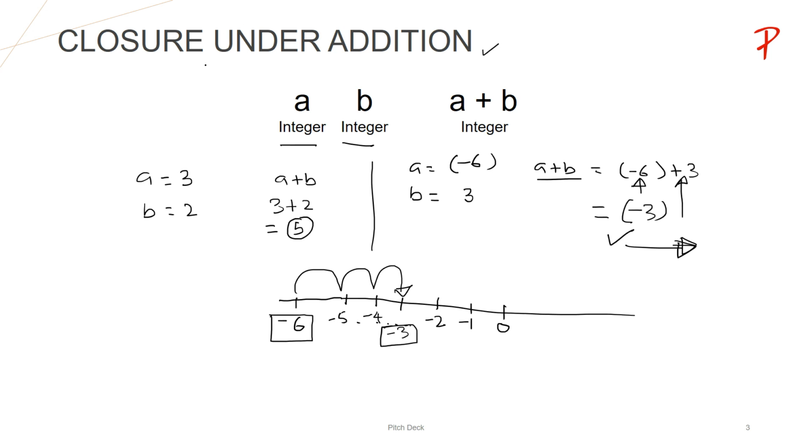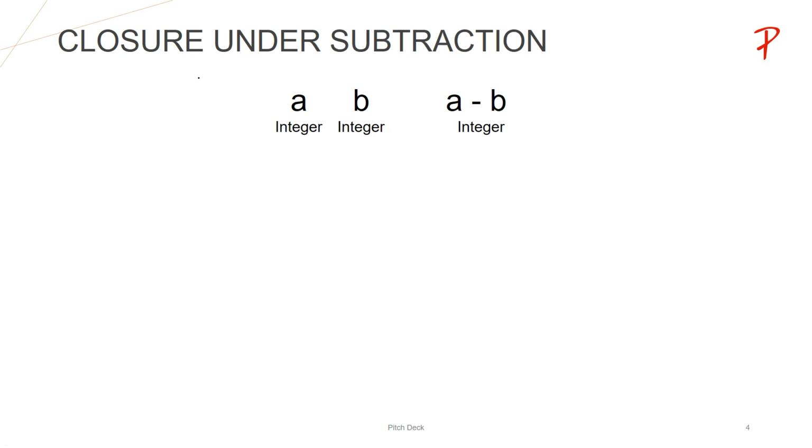So this is what we discussed. Closure under addition is whenever we have two integers a and b, their sum is also going to be an integer. We have seen two examples, 3 and 2, both are integers, and their sum, that is 5, is also an integer. Same way here, a is -6, b is 3, both are integers, and their sum, that is -3, is also an integer. Then we have closure under subtraction.